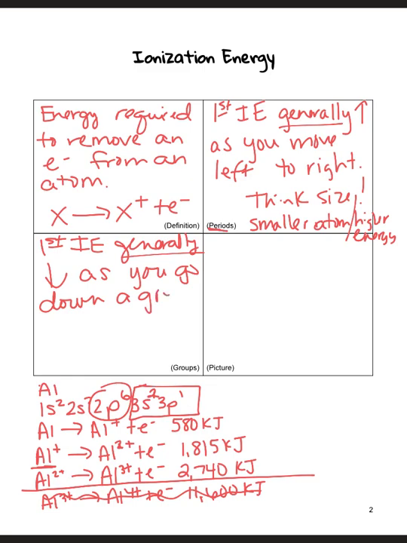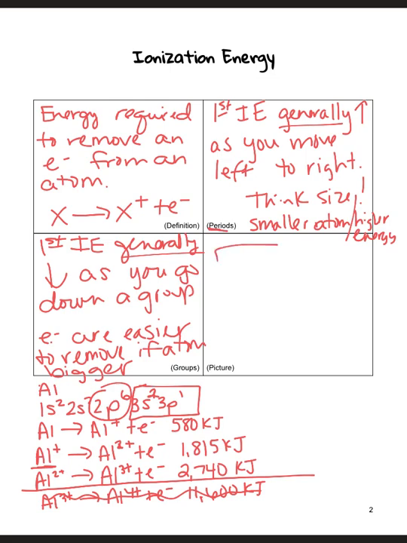And again, same reasoning. Think of the size. Electrons are easier to remove if the atom is bigger. I'm running out of room here. So it'll be easier to remove an electron from an atom that's bigger, so it takes less energy for it to do that.